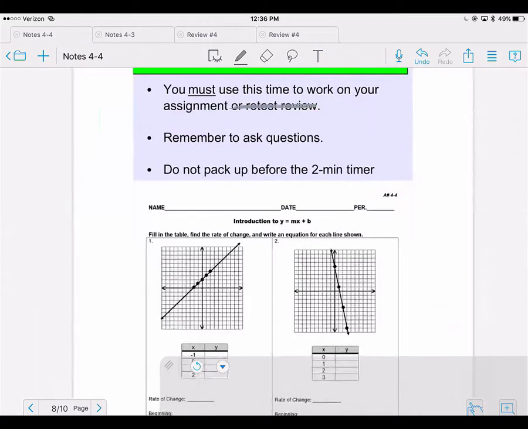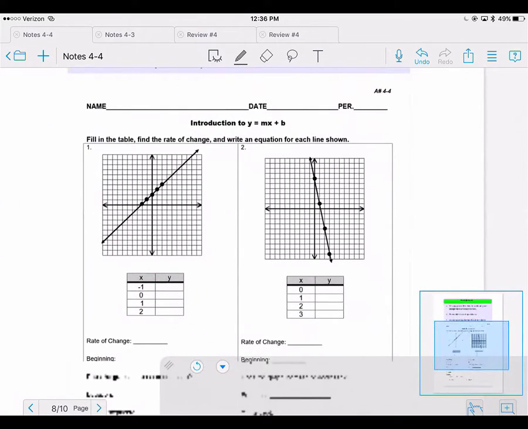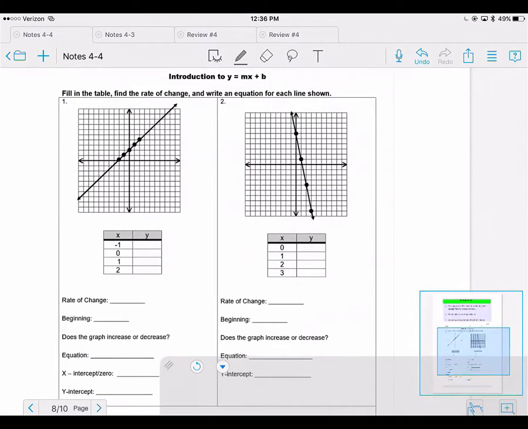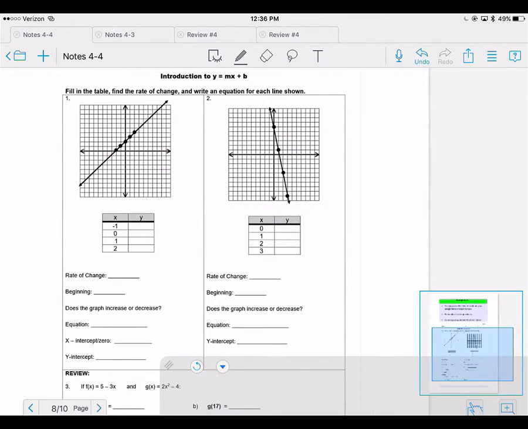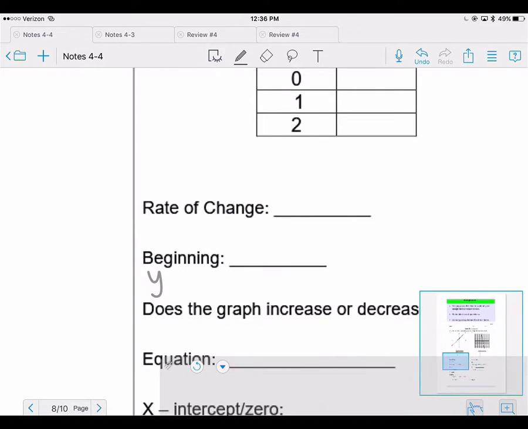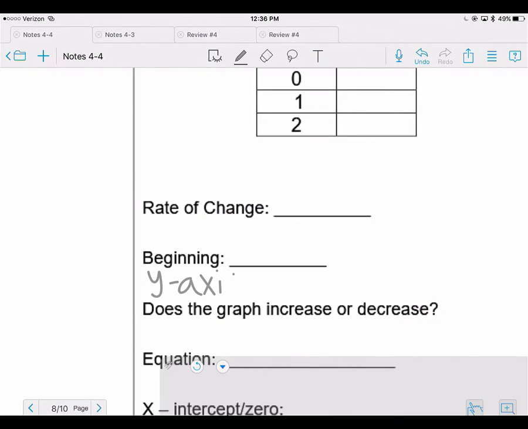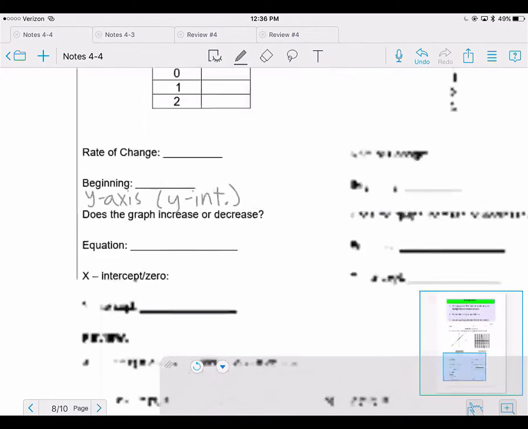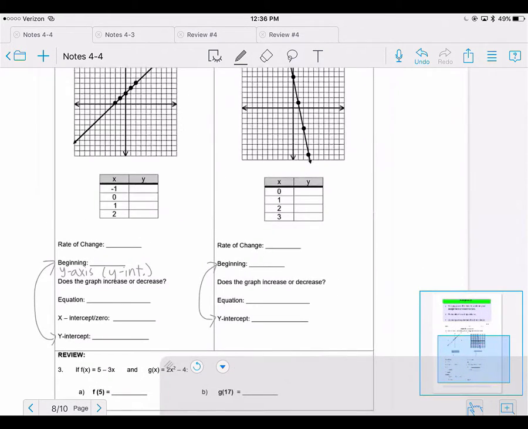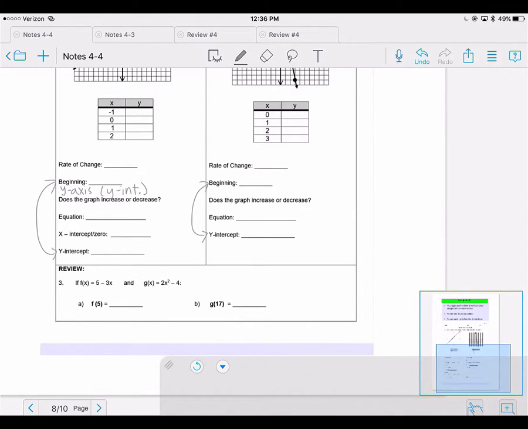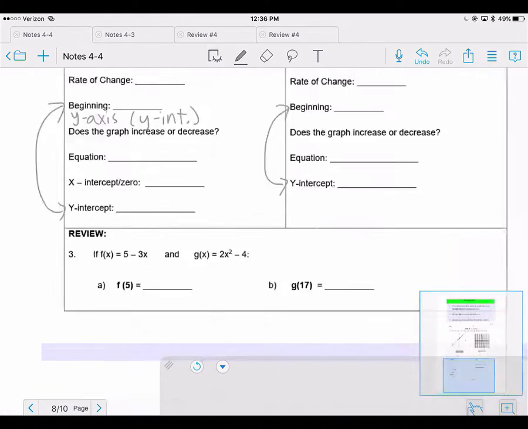Now, just to talk through your assignment really quickly. Problems 1 and 2 are already graphed for you, so you're filling in the table, your slope. Beginning is the same thing as where does it cross the y-axis, which is your y-intercept. So beginning and y-intercept, these should be the same. Okay. And then problem 3 is just a quick review, just to review the review.